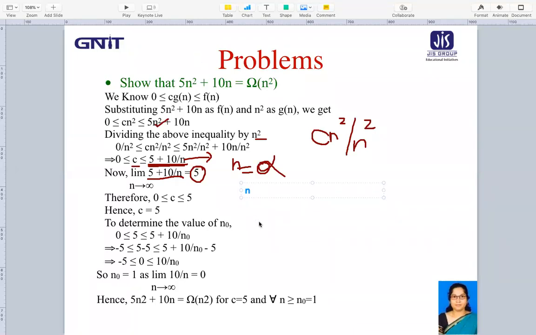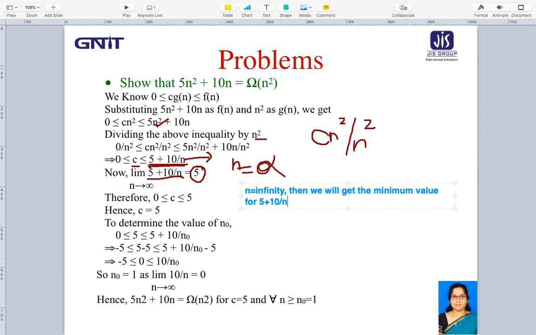So when n is equal to infinity, then we will get the minimum value for 5 plus 10 by n. For all other values of n, 5 plus 10 by n will always be greater than 5. So it will be 5.